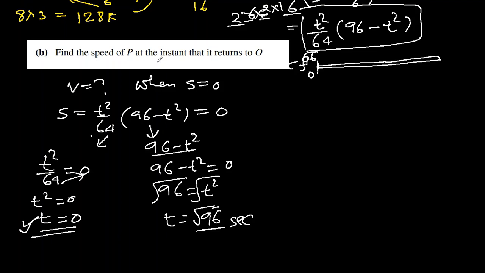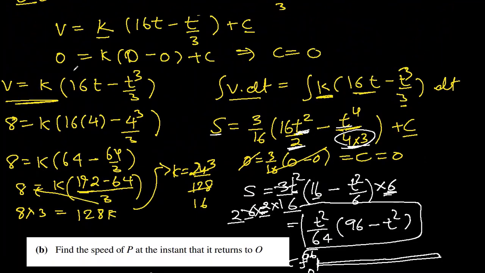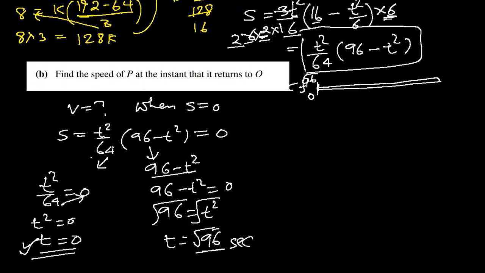Now they're asking the speed at that time. What is the speed? We have the speed equation from earlier. So let's see what the speed equation was. It was here. This was the speed equation, right? So V equal to K was 3 over 16, 16T minus T cube over 3.